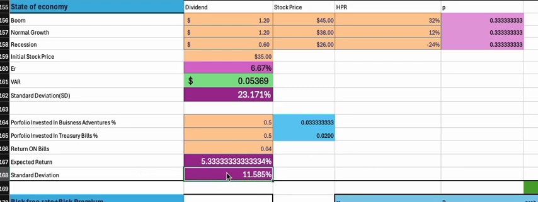And then for standard deviation, once again, it's going to be simple. All you do is you take your percentage in business adventures and multiply that by your standard deviation, which gives you 11.585.